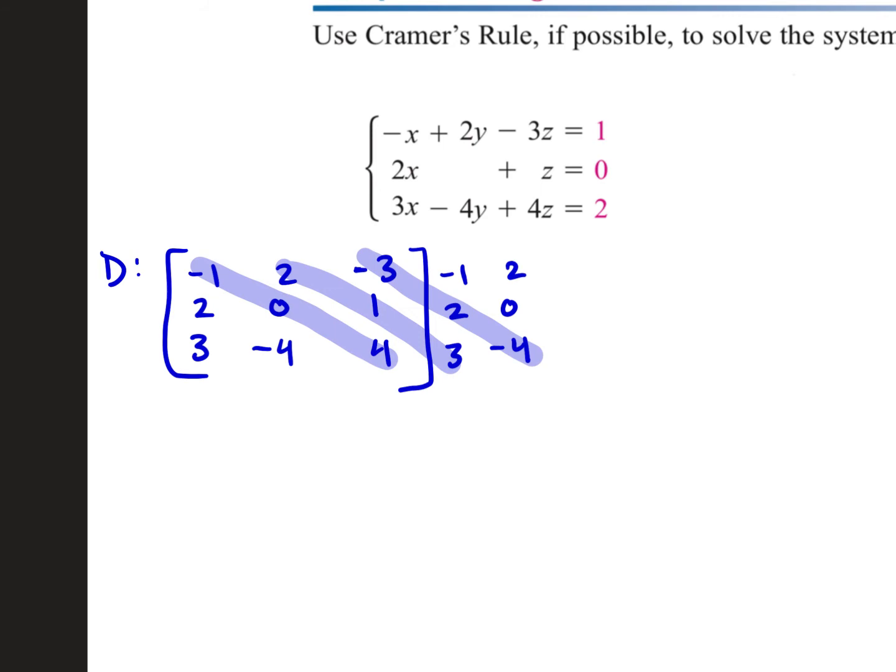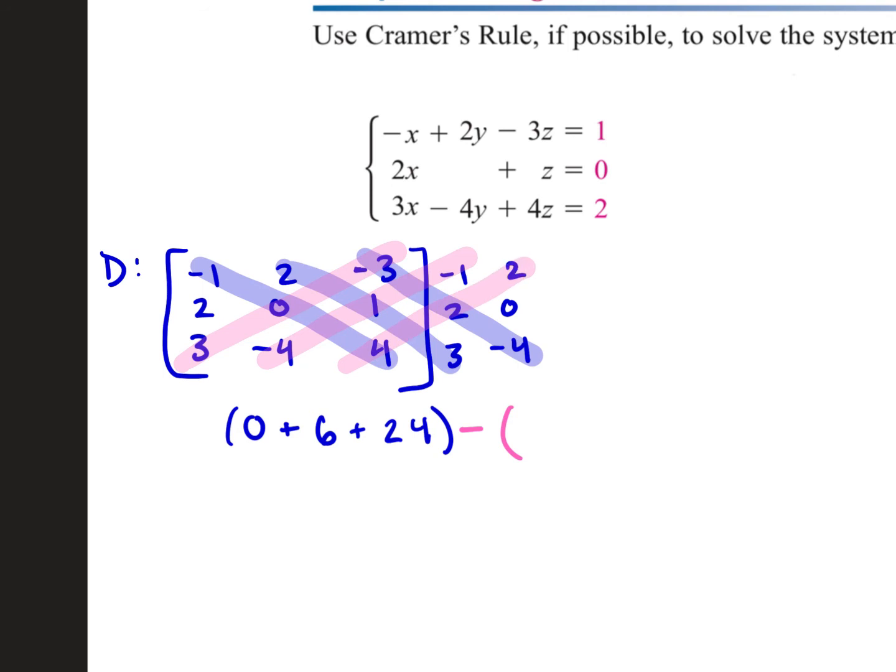So starting with our majors, what is -1 times 0 times 4? 0. What is 2 times 1 times 3? 6. And then what is -3 times 2 times -4? Positive 24. And then minus the minors multiplied. So this is a minor starting from the bottom.